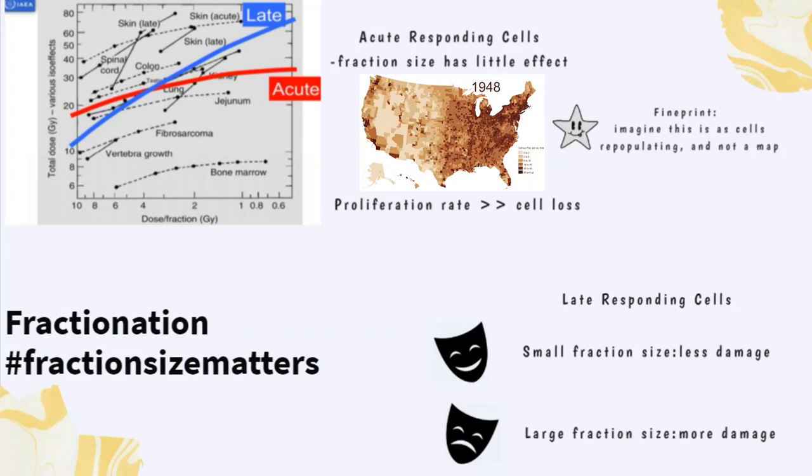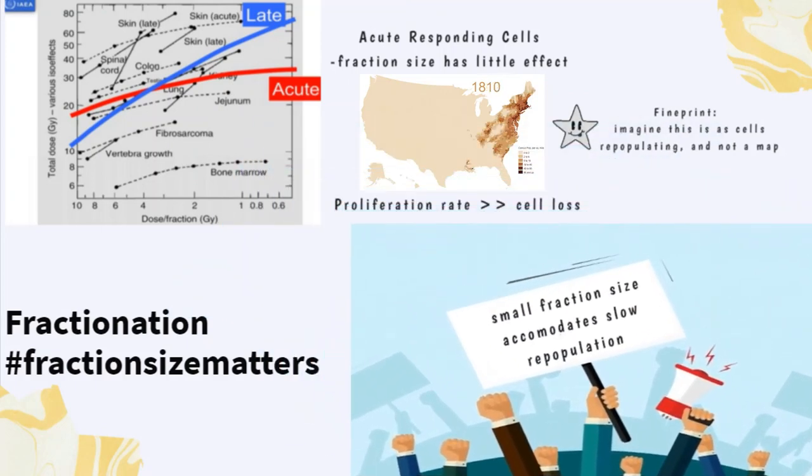This is because acute responding cells proliferate faster than cells being lost to radiation. Whereas in late responding cells, the proliferation rate is no doubt slower. So the real control of damage in late injury is to just use small fraction size, because small fraction size induces less damage, and it can keep up with the slow proliferation rate of the late responding cells. So the key here is really small fraction size to accommodate the slow repopulation of the late responding cells.